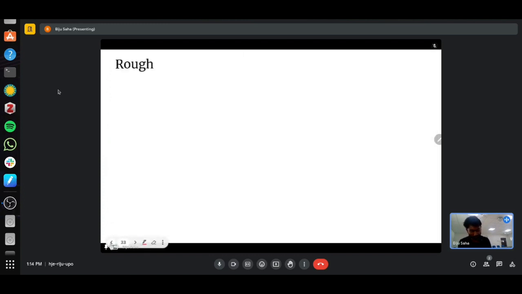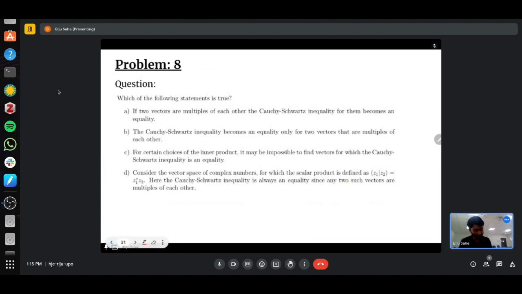Now there is a statement at the end: for the vector space of complex numbers for which the scalar product is defined as this, is the Cauchy-Schwarz inequality always an equality? We have to find out.